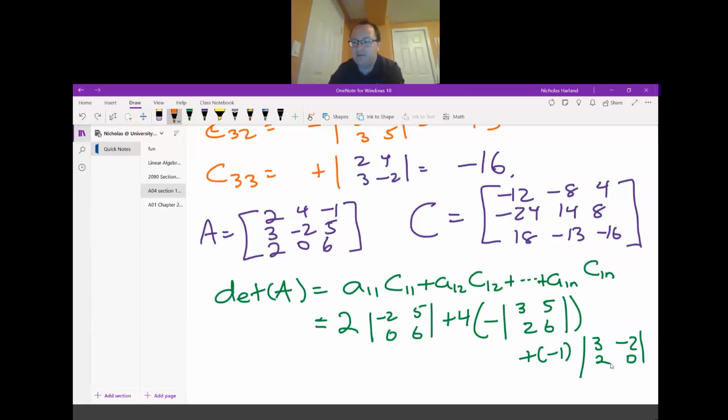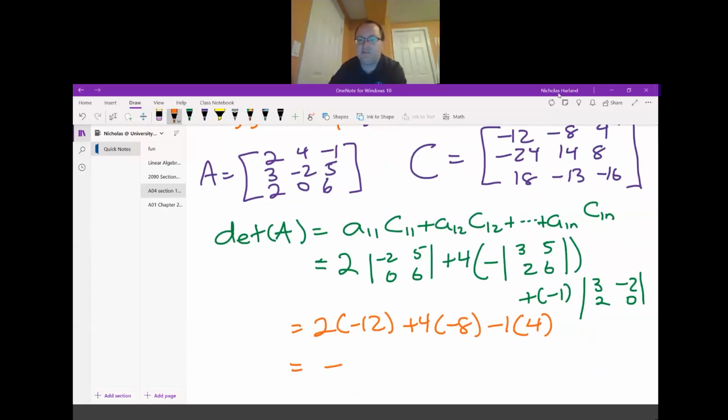So this is how we can find the determinant. It's not just the cofactor, but the cofactor multiplied by the entry itself. So 2 times the cofactor. And then moving along to the 4, moving along to the negative 1. And then we get whatever it is. So that would be 2 times negative 12 plus 4 times negative 8 minus 1 times, what's that, 4, giving us negative 60.